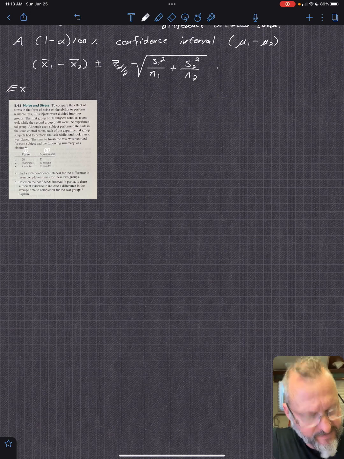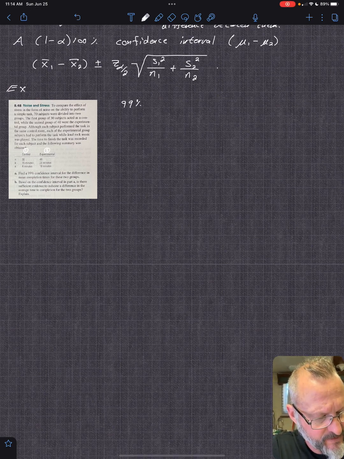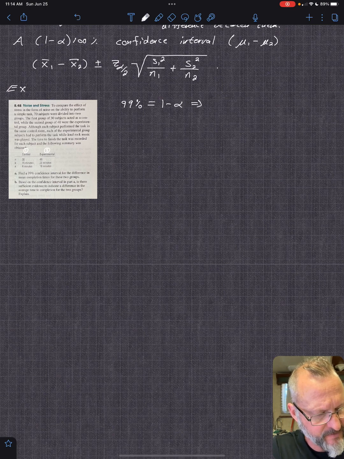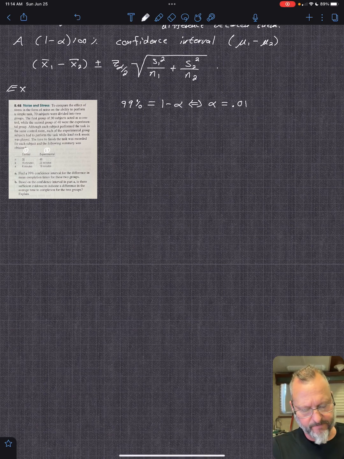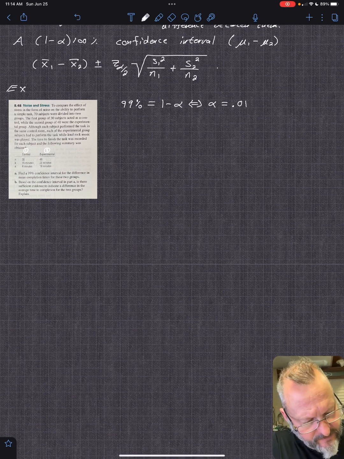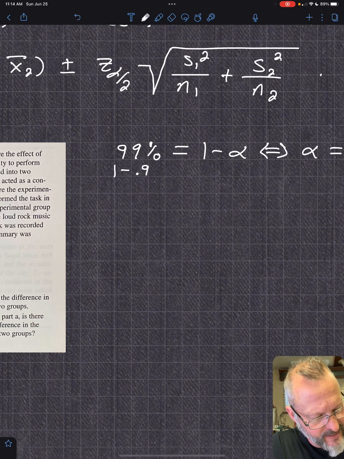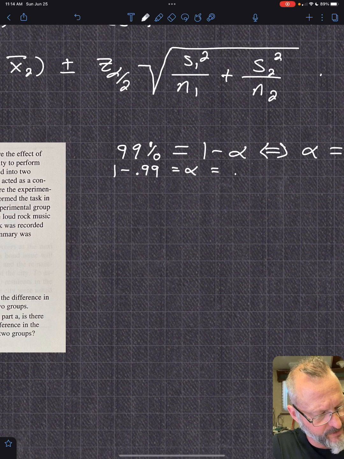Because I haven't done this part yet, the 99%. If you say 99%, that equals your 1 minus alpha. If you solve for alpha, that's equal to 0.01. So how you do that, I will show you. You get 1 minus 0.99, that is equal to your alpha, which is equal to 0.01.